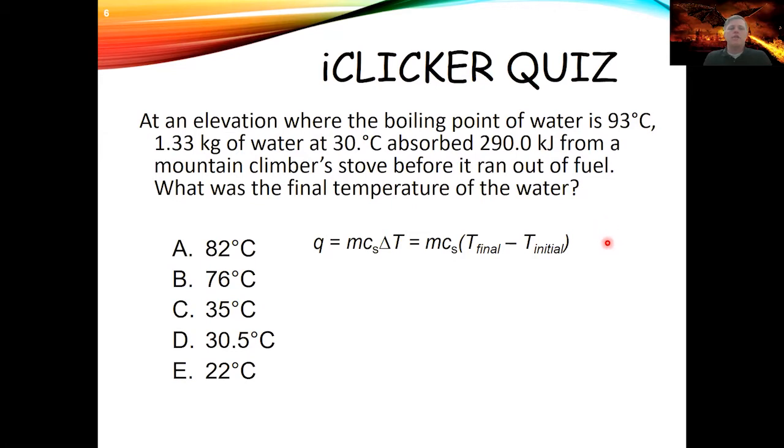Okay, all we need to do here is solve for our final temperature. So a lot of these heat capacity problems are going to be highly algebra based, right? So we're going to solve for that by dividing over my MC. So when I divide over MC, I'll get T final equals Q over MC. But then I'll also have my T initial to deal with. So I'll have to add that T initial over there too. So T final will be equal to Q over MC plus my T initial.